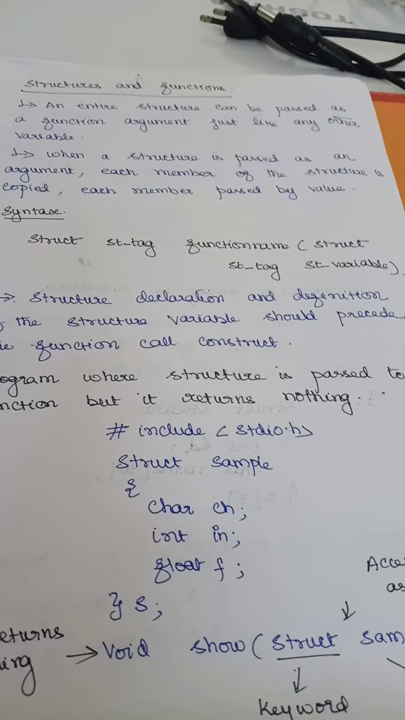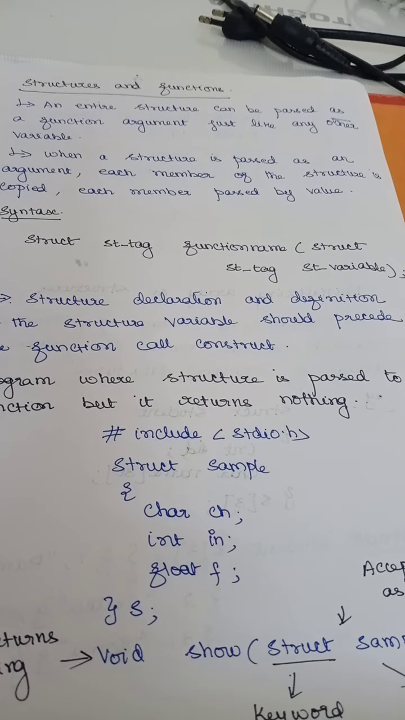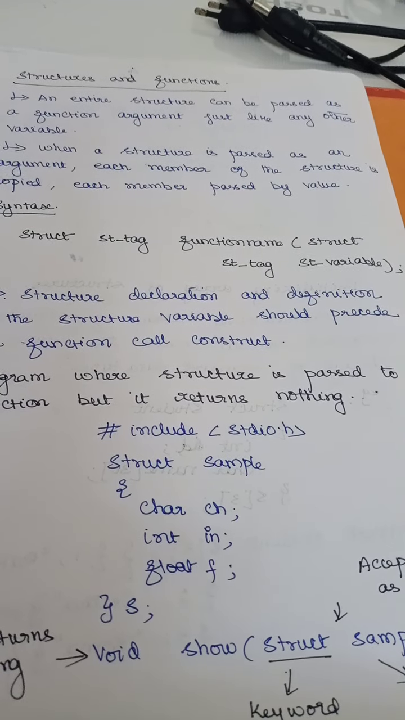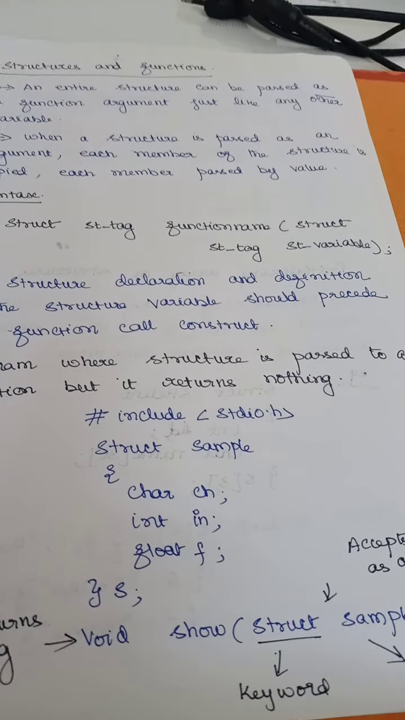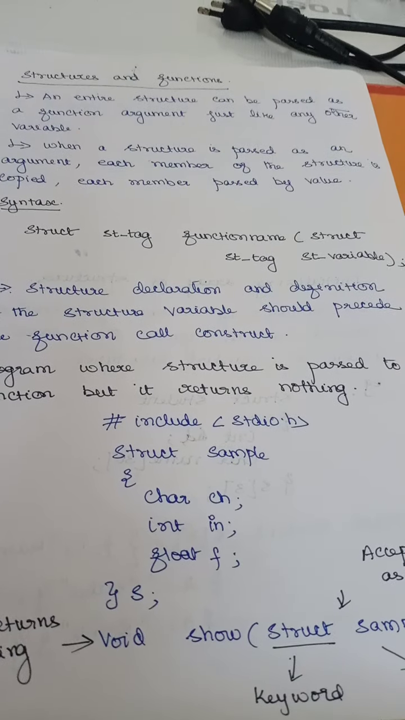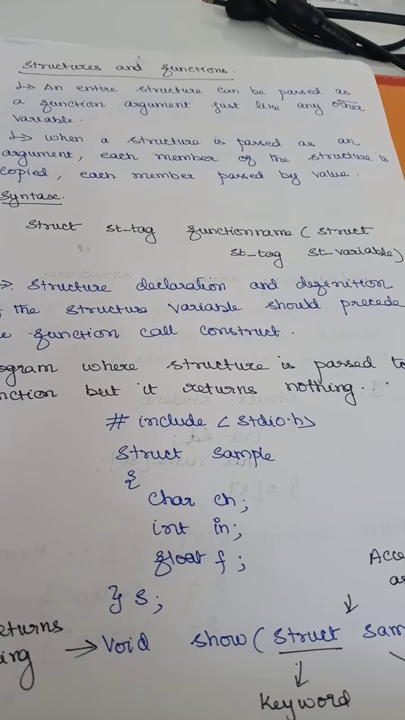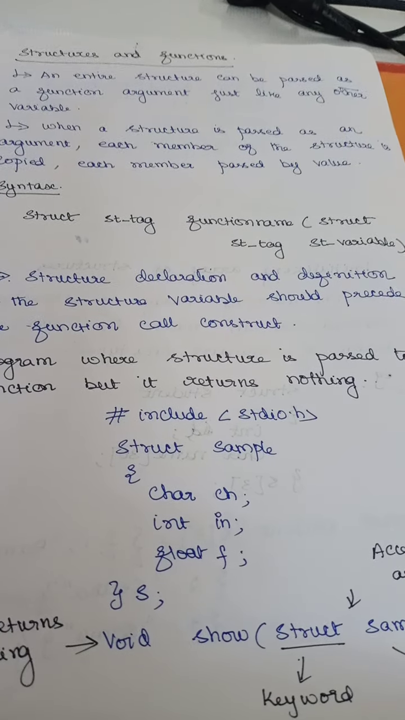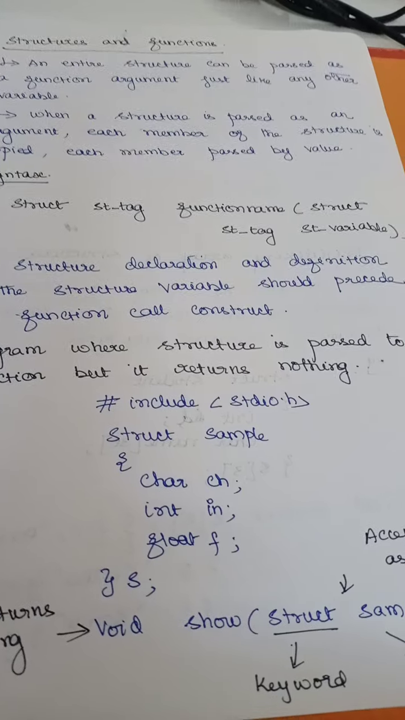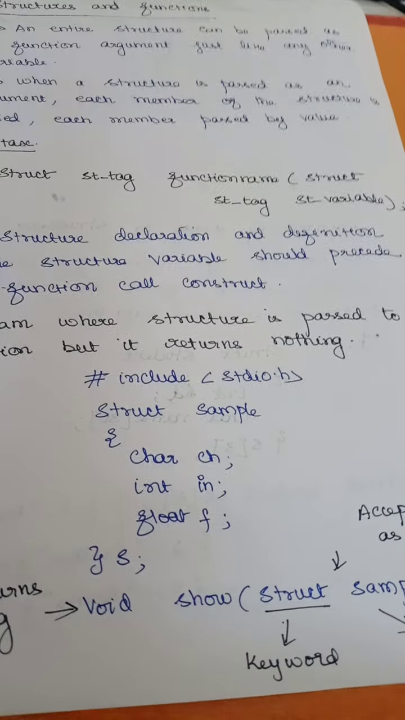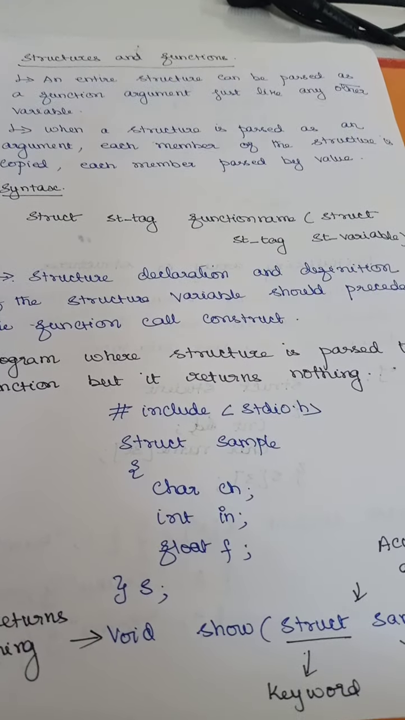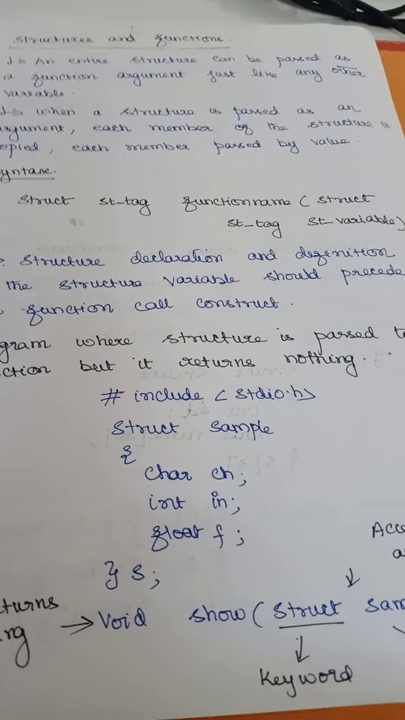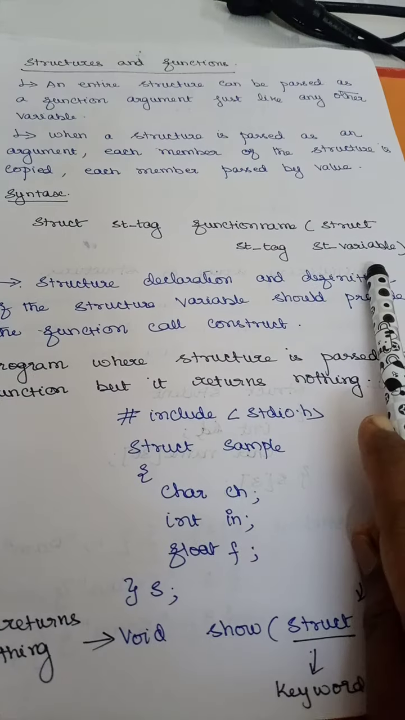Now we'll move on to structures and functions. We have already seen functions. In a function, if I want to pass a structure or return a structure from a function, I should know the syntax. We have already seen how to pass an int or a float to a function, what the return type of the function will be, and how to pass an array to a function. Here we'll see how to pass a structure to a function, or how a function returns a structure. This is going to be the syntax for it.